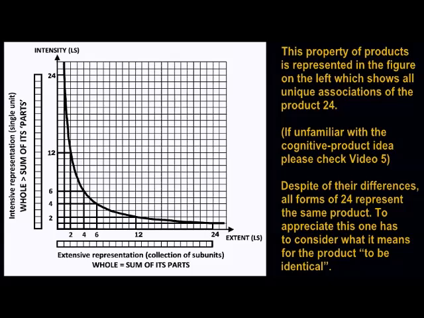This is represented graphically in the next slide. This property of products is represented in the figure on the left, which shows all unique associations of the product 24. If unfamiliar with the cognitive product idea, please check video 5. Despite their differences, all forms of 24 represent the same product. To appreciate this, one has to consider what it means for products to be identical.